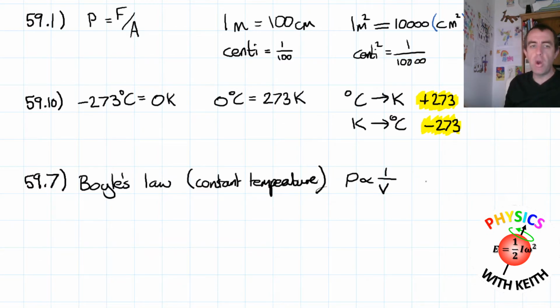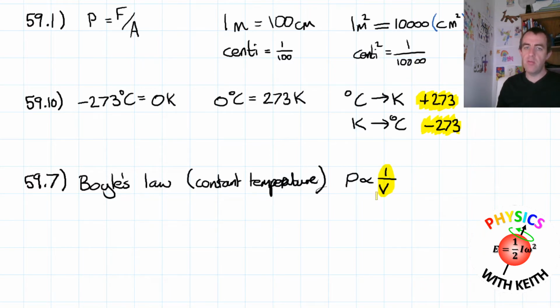59.7 is about Boyle's law, which is what happens to ideal gases when you have a constant temperature and nothing else changes. What I mean by nothing else changes is you've got the same amount of gas, constant temperature. So if you increase the volume, you decrease the pressure. And if you decrease the volume, you increase the pressure. But more than that, the factor change in the volume is the reciprocal of the factor change in the pressure.